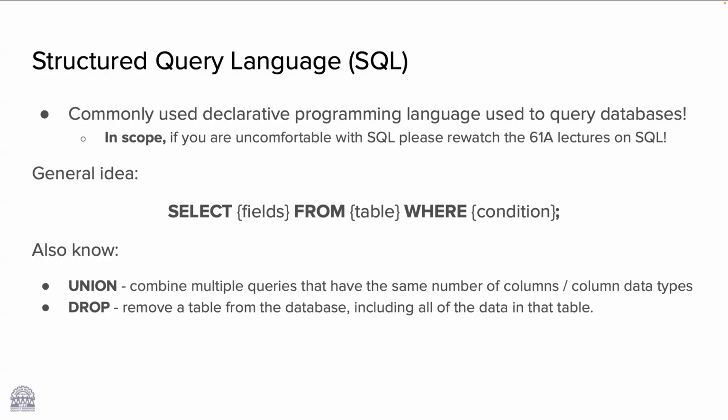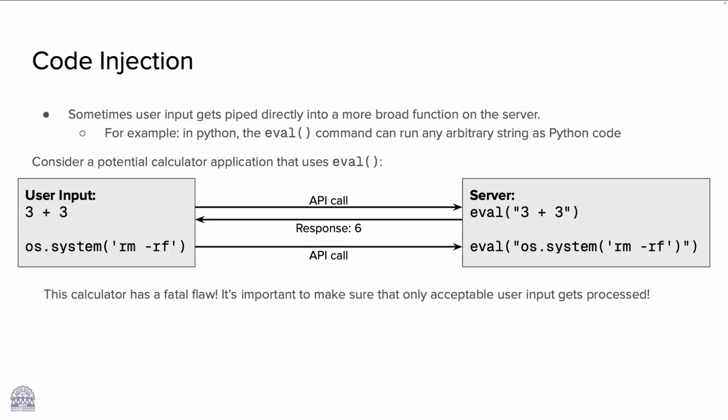Other keywords that you've probably used in Project 3: Union, where you can combine multiple queries that have the same number of columns and column data types. So basically, say you have two tables and you want queries that are unrelated but over both that return the same columns, you can do union. And then drop is most important from a security context, because drop is the way to remove a table from the database. So if you're able to call drop, you're able to delete a whole database, right?